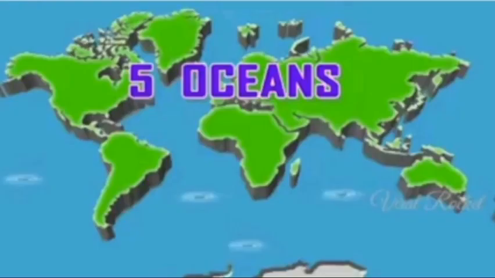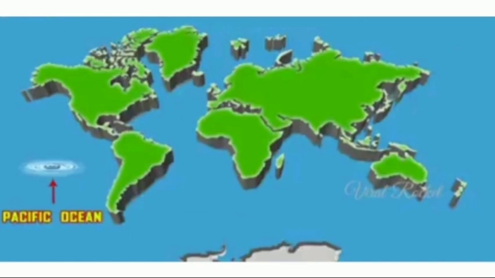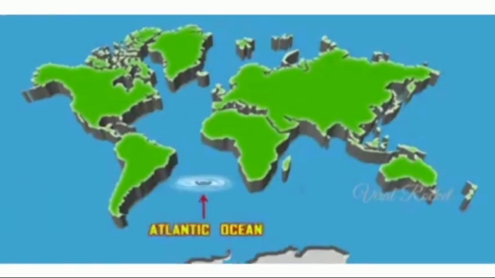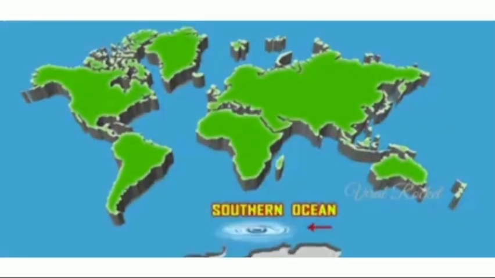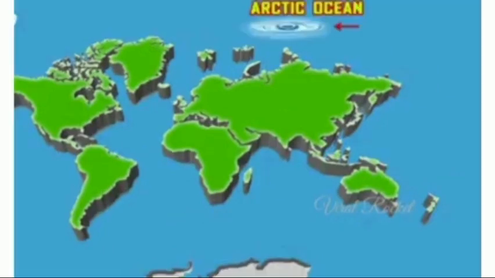There are 5 oceans in the world. They are: first is Pacific Ocean. It is the largest ocean in the world. Atlantic Ocean, second largest in the world. Then the Indian Ocean, third largest in the world. Southern Ocean, fourth largest in the world. And Arctic Ocean, which is the smallest ocean in the world.